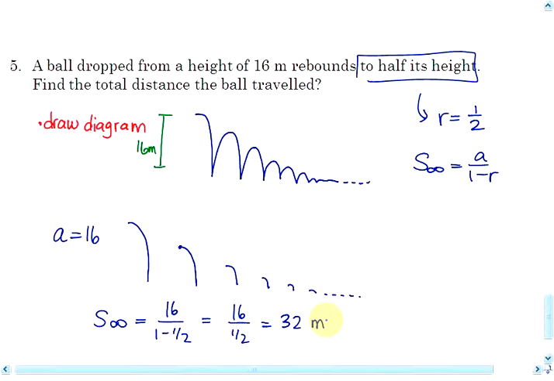But that only counts the downward traveling distance. So we can take this value and multiply by 2. If you multiply by 2, that puts in the upward distance that the ball is traveling. So 32 times 2 is 64, and then we have to subtract out the 16 because we dropped it from an initial height of 16. So subtract the 16 and you get 48 meters.